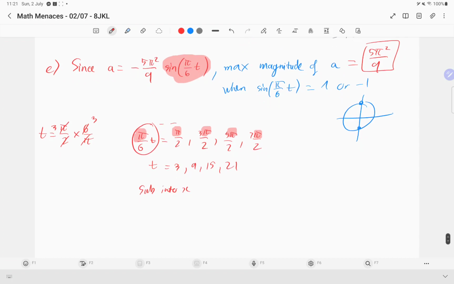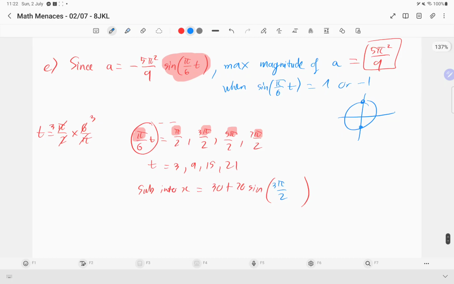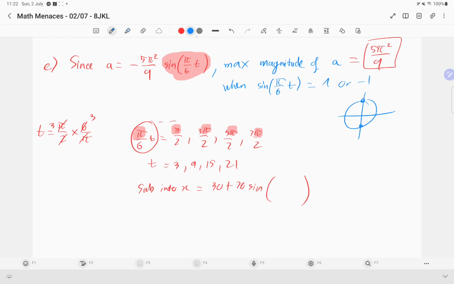So pi on 2, right? So then x, which would be 30 plus 20 sine. Now it will just be the same one, and if you sub pi on 2, its sine would be 1. And then when you sub 3 pi on 2, it will be negative 1. Which means x alternates between 30 plus 20 or 30 minus 20, so 10 and 50.